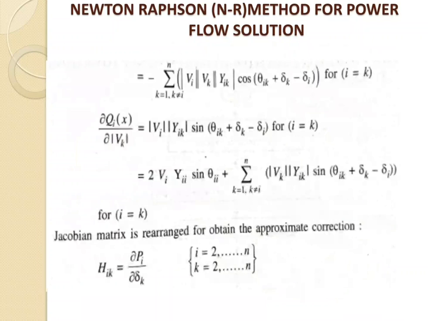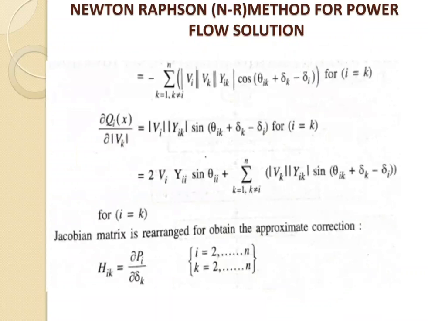So that is multiplied with Vi Vk Yik cos(theta_ik + delta_k - delta_i) for i is equal to k. Same way, if we write the equation for the reactive power with respect to the voltage, that is written as del Qi of x divided by del Vk, that is equal to Vi Yik sin(theta_ik + delta_k - delta_i) for i is not equal to k.